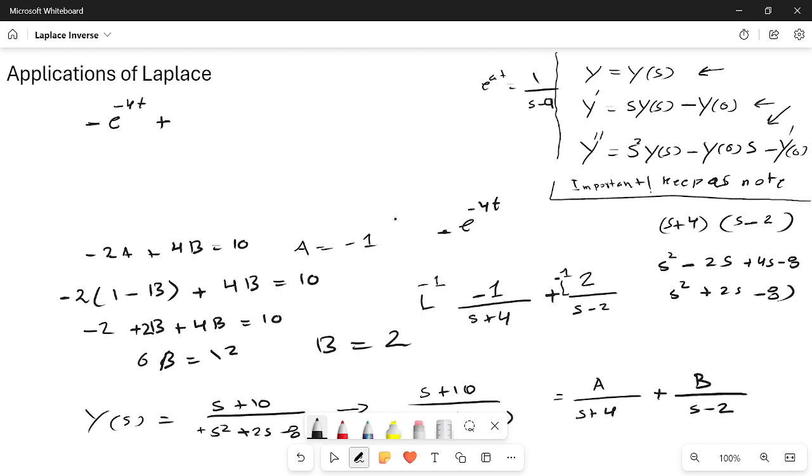Plus 2 multiplied by exponential 2t, and that is the final answer.